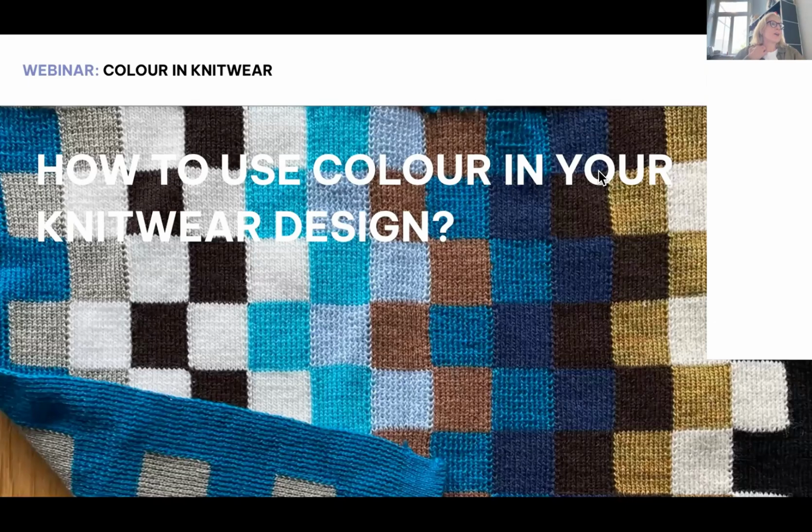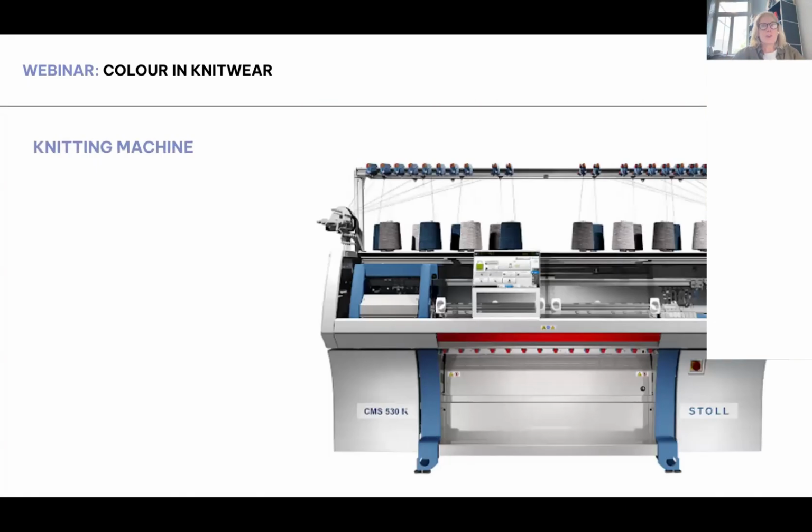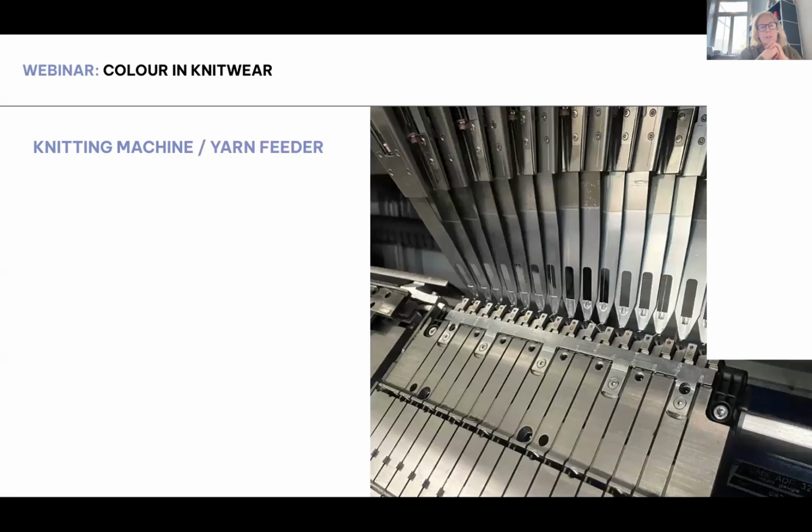So, how do we use color in our knitwear designs? First, we need to know some things in advance before we can start designing. If we have a knitwear piece, some things are essential to know. One of them is which yarn do I use and what is my design. But it also really helps to know which machine you are using. So ask your production company what the machine is, and especially how many yarn feeders it has.